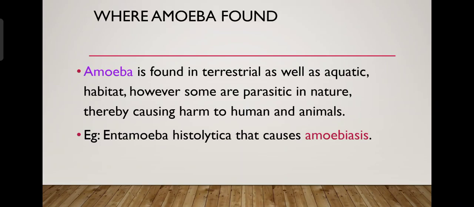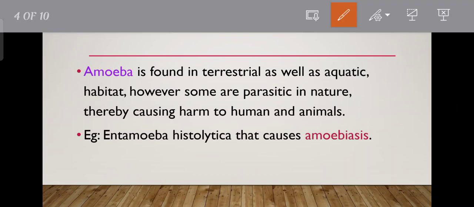So, where is amoeba found? The amoeba is found in terrestrial as well as aquatic habitats. However, some are parasites in nature, thereby causing harm to humans and animals. An example is Entamoeba histolytica that causes amoebiasis.